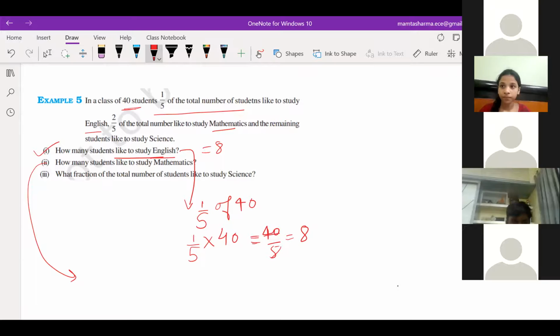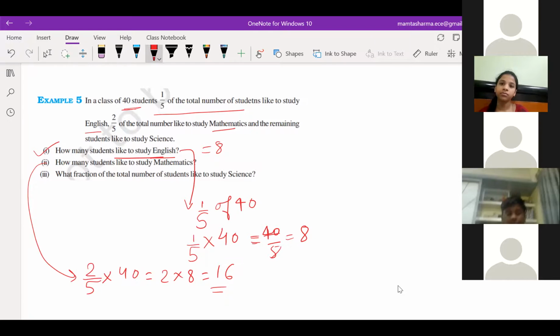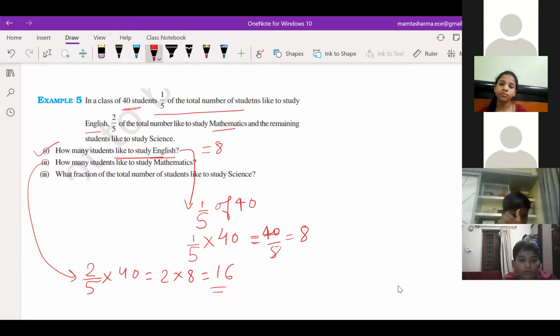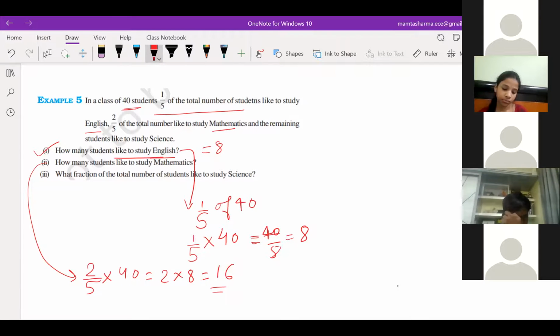Who is he? I'm Ritvik. Yeah, Ritvik, tell me. Ma'am, 2 by 5 into 40. So we can simplify 40 by 5 and it will be 8. So 2 into 8 will be 16. Yeah, very good. Let Ritvik complete first. Yeah, Ritvik, what would be the final answer? Ma'am, the number of students who like maths would be 16.